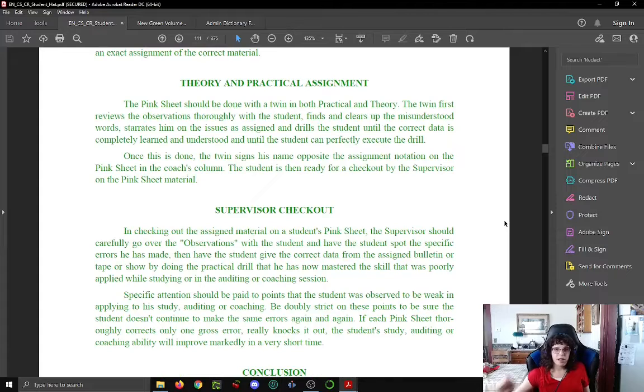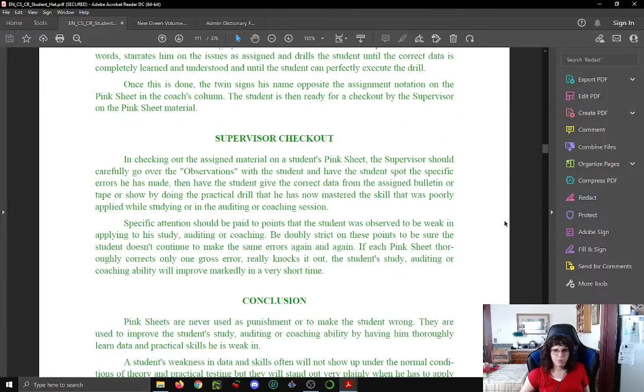Theory and practical assignment. The pink sheet should be done with the twin in both practical and theory. The twin first reviews the observations thoroughly with the student, finds and clears up the MUs, star rates him on the issue as assigned, and drills the student until the correct data is completely learned and understood, and until the student can perfectly execute the drill. Once this is done, the twin signs his name opposite the assignment notation on the pink sheet in the coach's column. Student's then ready for a checkout by the supervisor on the pink sheet material.